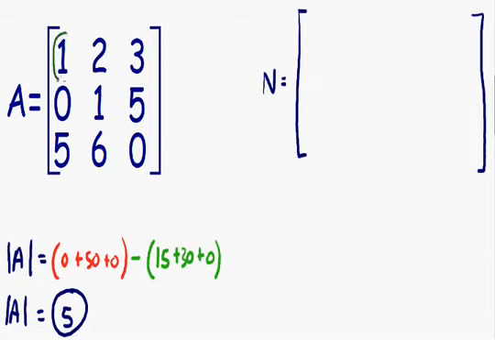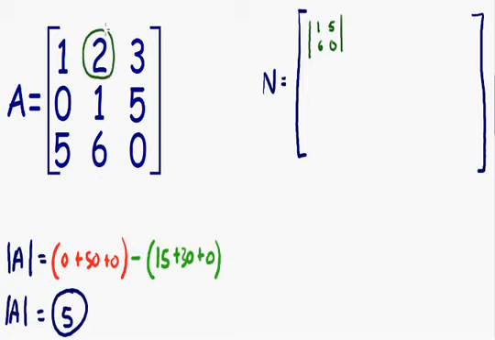Let's take a look at the number in the top left position, this number 1. If we cross out the row and the column of this number 1, notice how we're left with a 2 by 2 matrix 1, 5, 6, 0. So in the top left position, we need to copy that 2 by 2 matrix and put 1, 5, 6, 0. So now we need to do the same exact thing for every number in the matrix A.